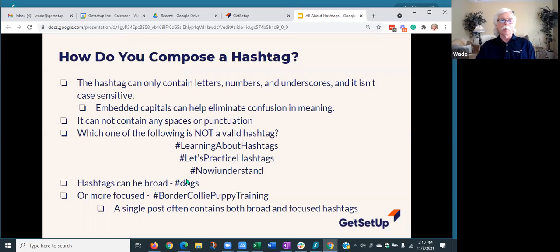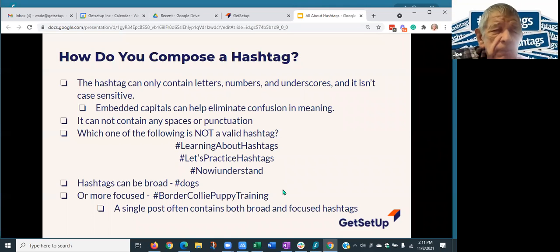This one's going to have a lot more posts on it. This one's going to have fewer. Lots of times a single post will have both broad and focused hashtags in the post. Depending on which social media site you're on, there are some restrictions about how many hashtags you can put in a single post, but you can certainly put multiple.